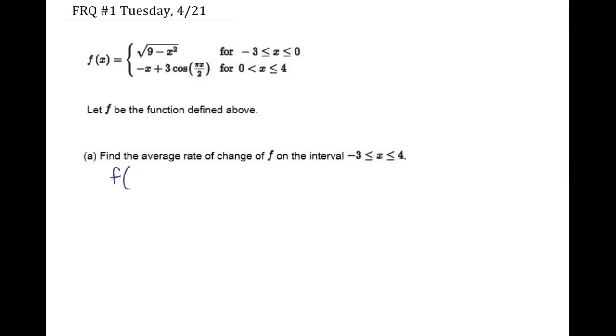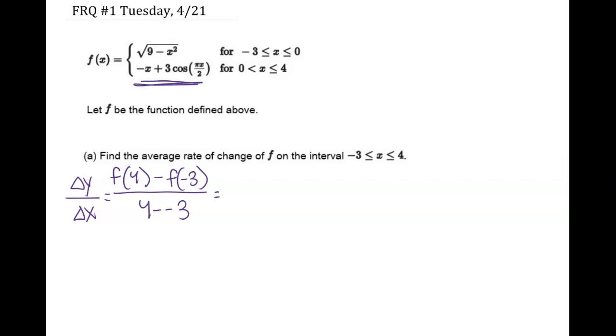f of 4 minus f of -3 over 4 minus -3. So that is change in y over change in x. So f of 4, well, for 4, we'll use this function, some brackets.